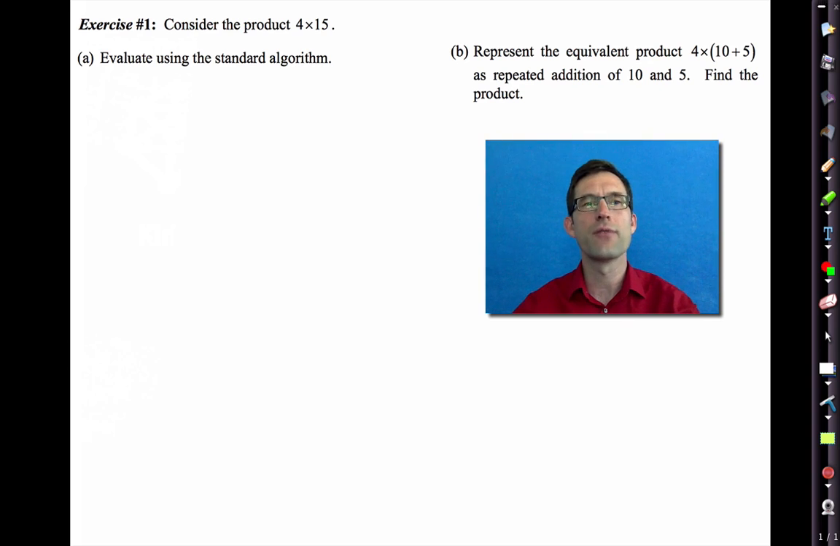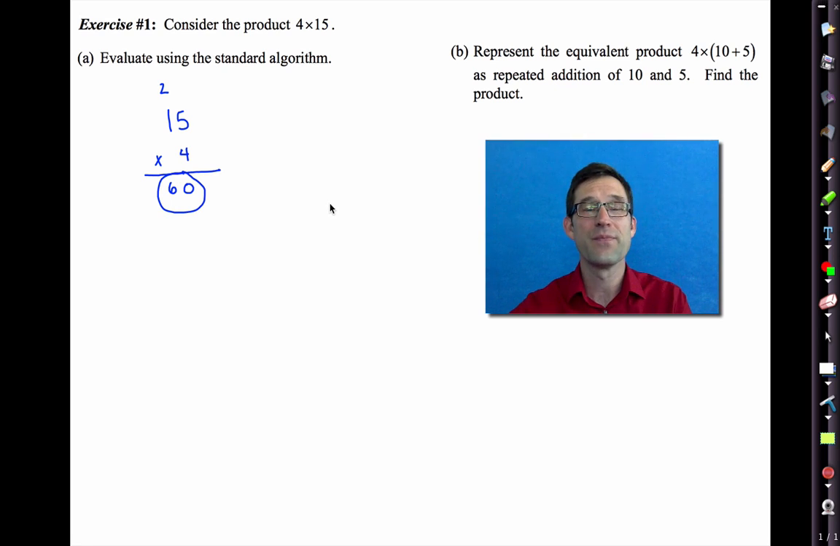It says, consider the product 4 times 15. Evaluate using the standard algorithm. Alright, now, depending, it may have been a little while since you've seen this, but let's do 4 times 15. The standard algorithm is that we first do 4 times 5, and we get 20. We write down the 0, and we put a little 2 up here. Then we do 4 times 1, which is 4, and then we add the 2, and we get 6. So we get a final result of 60. Now, you may understand why that algorithm works, or you may not, right?